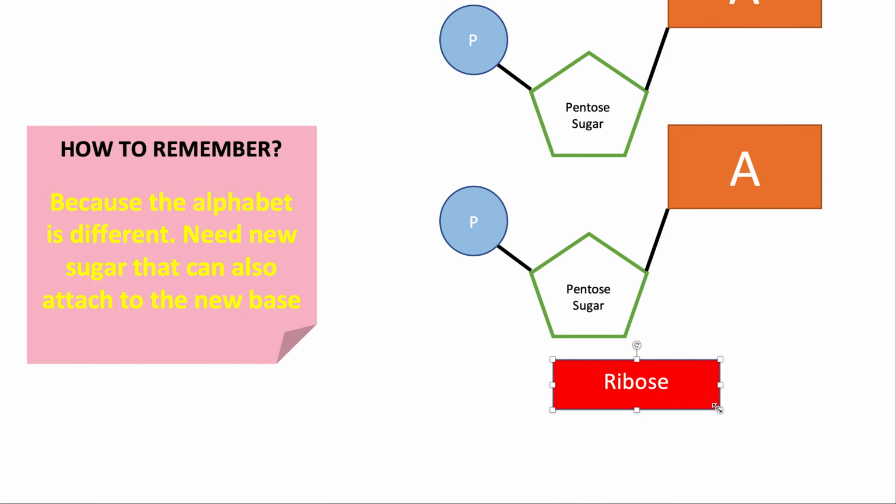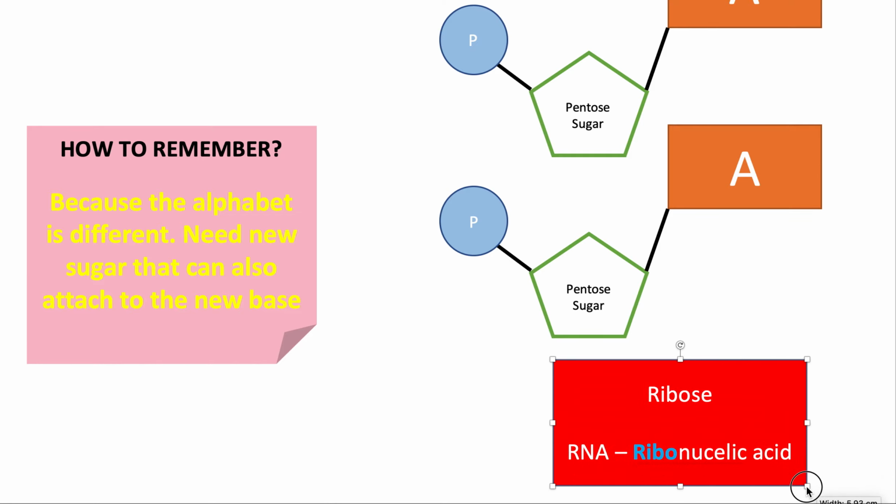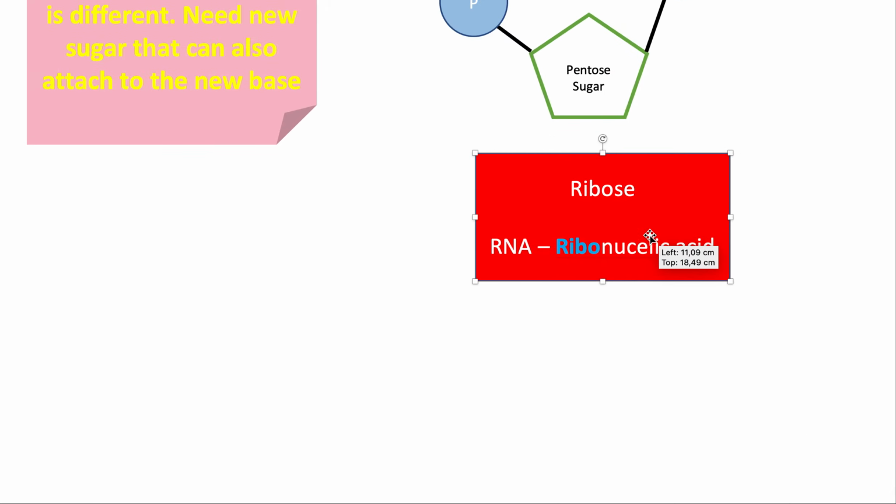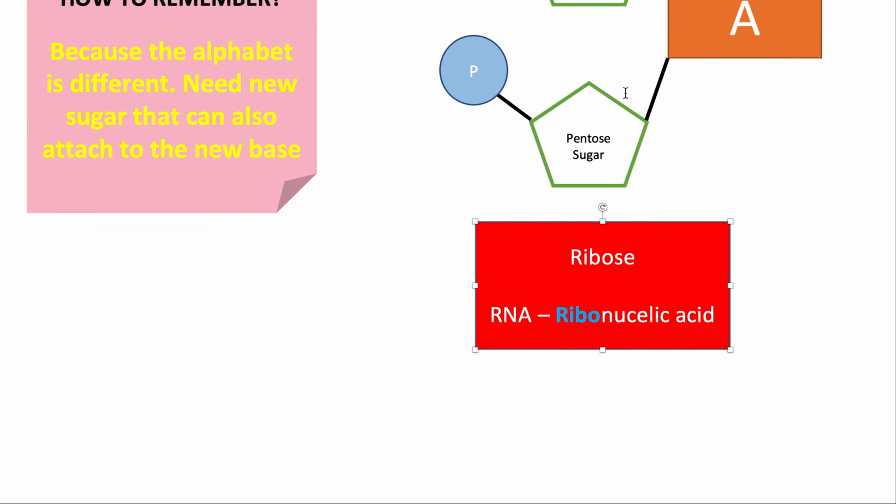Why does this make sense? It makes sense because if you know the name of RNA, you'll know RNA is ribonucleic acid. And ribo is the beginning of the name of RNA. And so this is the sugar that makes up RNA, ribose. Whereas if you look at DNA, this sugar is something else. It's not ribose, it's deoxyribose.